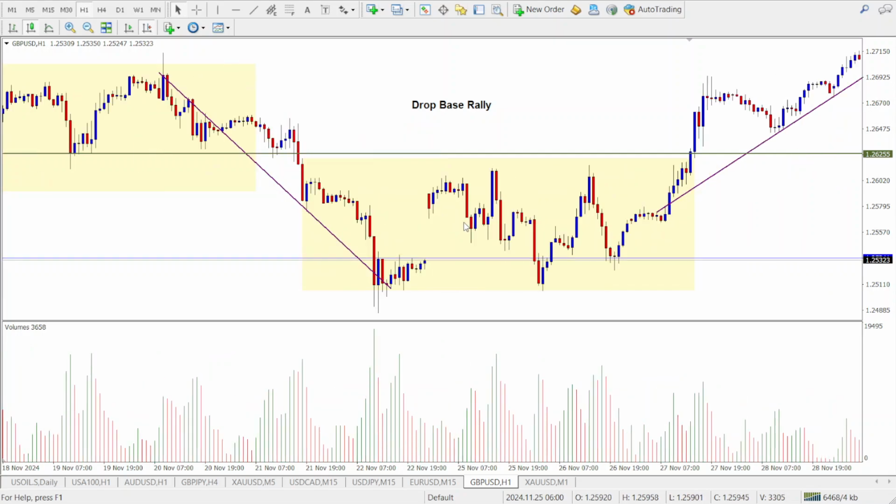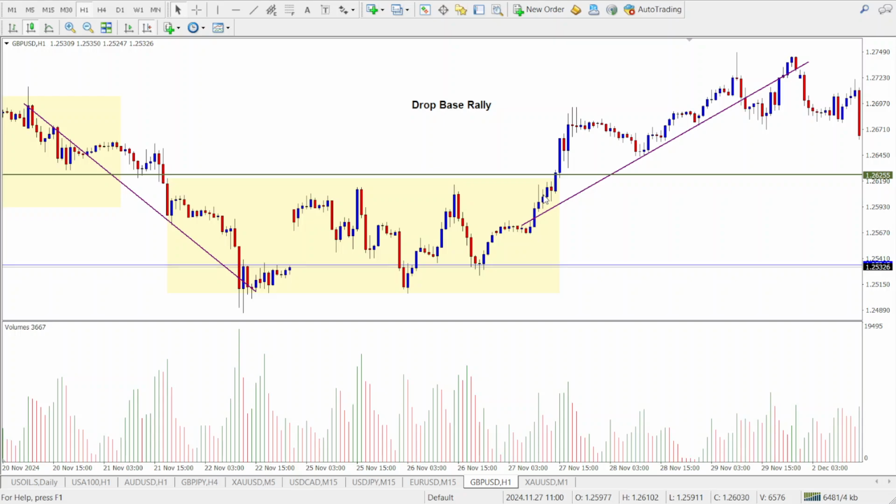After this drop, the base forms as smart money accumulates positions, waiting for the right moment to push the price higher. The base represents a period of consolidation where the market is building energy for the next major move. The consolidation shows that buyers are stepping in and preparing for a move to the upside.